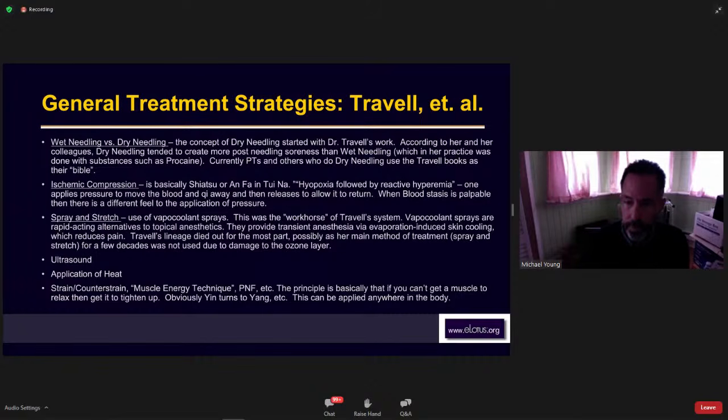Spray and stretch using vapor-coolant sprays. This was the workhorse of Janet Travell's system. She talked about it a lot. And I think this is part of why her system relatively died out. It's rare to see trigger point classes. As I talked about with the history, I'm self-trained, and there are some good parts and some limitations with that. Some stuff I just don't know that well because I didn't have a teacher. I think I've seen one trigger point workshop that was out of state in the last 30 years or so. And I think part of the reason is she did spray and stretch.